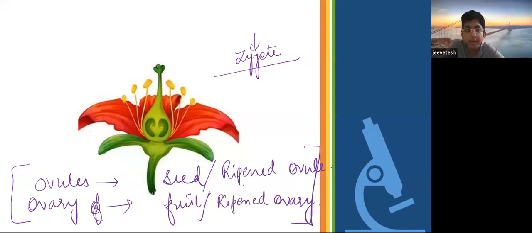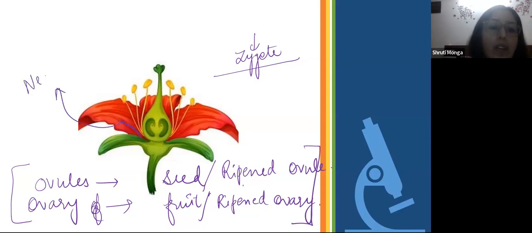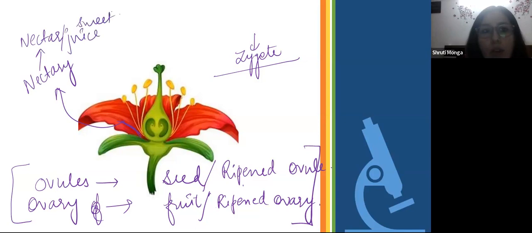You told that petals attract insects and other birds for the pollination. So, where exactly is the nectar found? Yeah, thank you for reminding me. I was about to tell you this. Inside the petals only, somewhere here, there is a gland named nectary. That nectary produces a nectar, a sweet juice, because of which the insects get attracted.